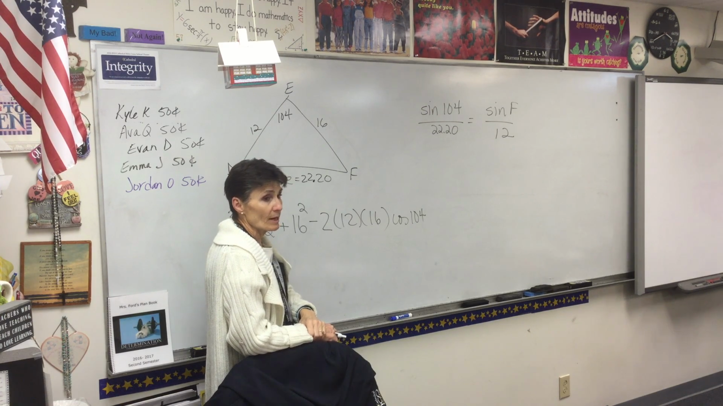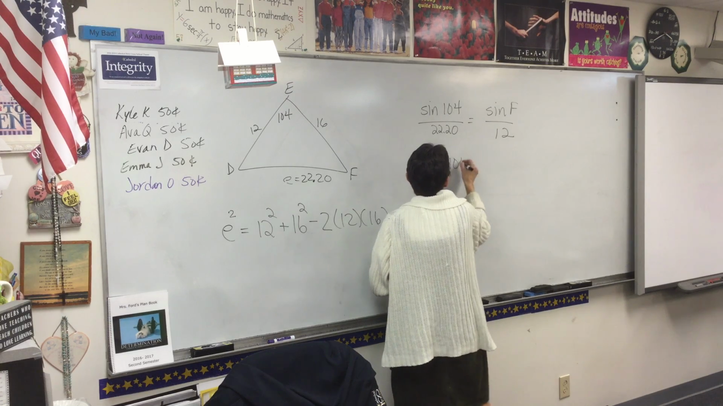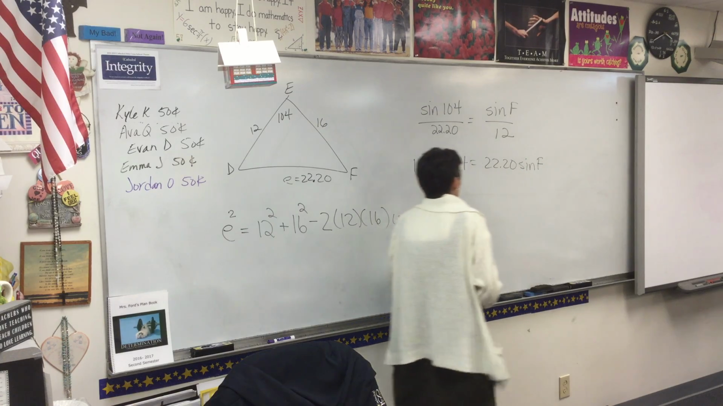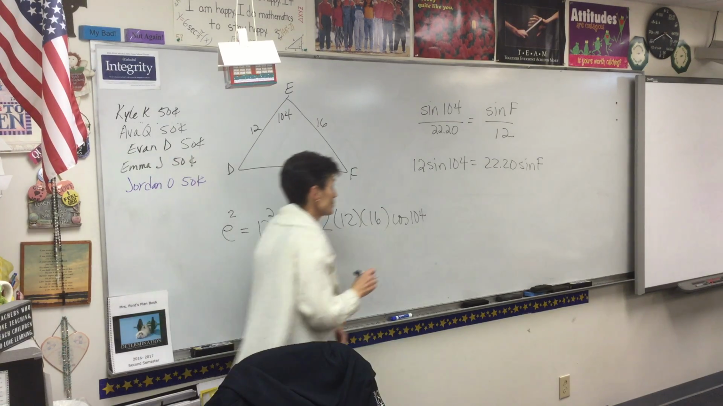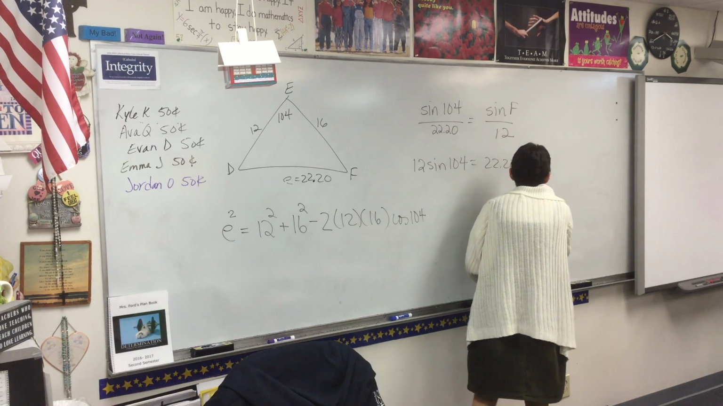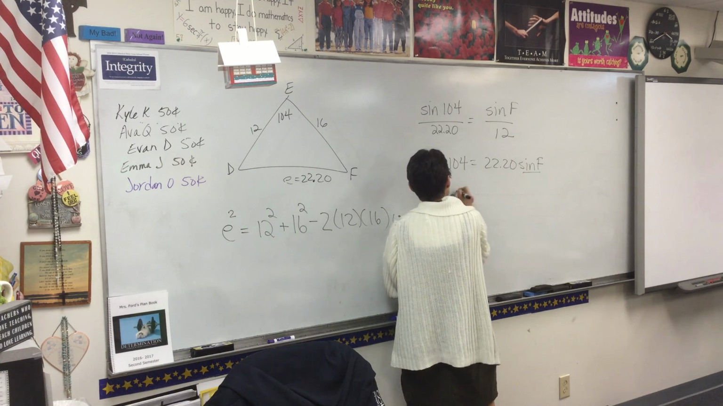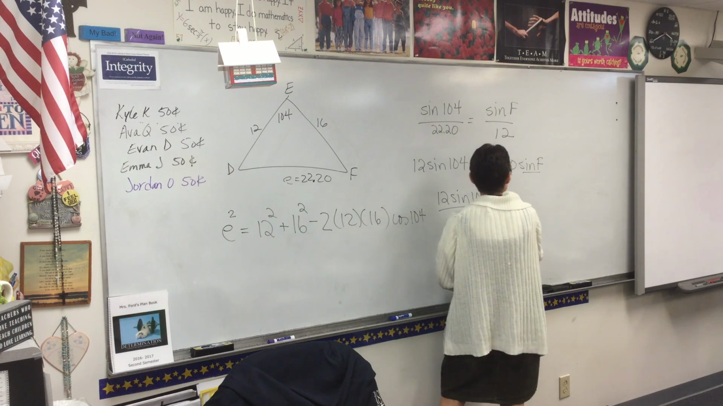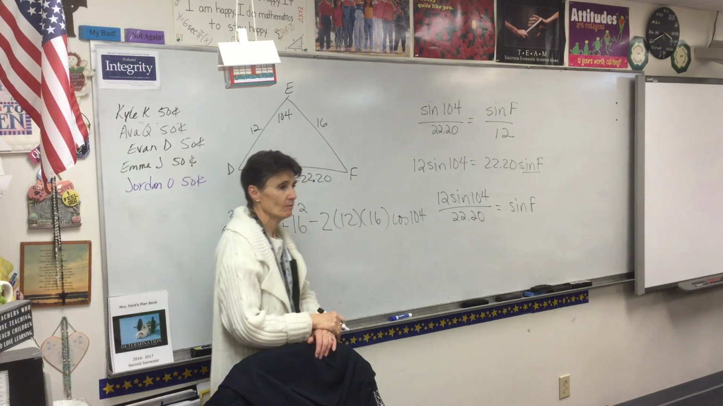All right, so now what? Cross multiply? Now remember, this is your variable. This is what you're solving for. So what are you going to divide by? 22.2. Please don't divide by the wrong thing. You have to divide by the 22.20 in order to get the sine of f by itself.